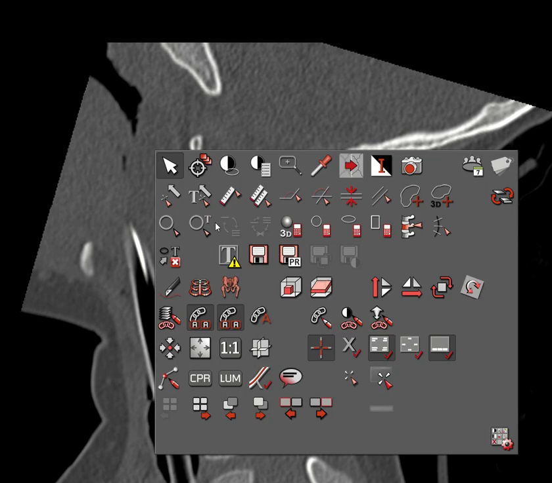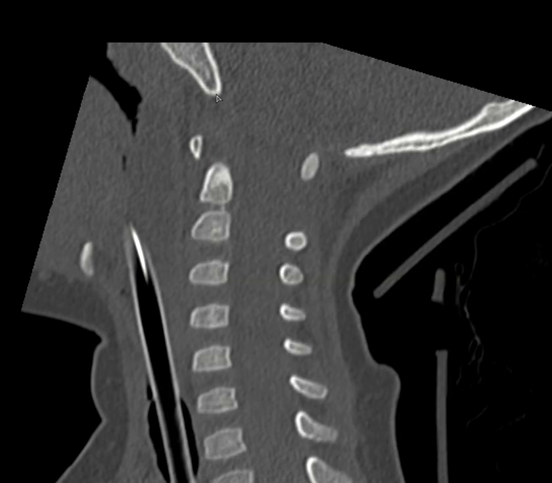First of all, this is the basion-dens interval, from the basion to the dens. As you see here, this measurement is about 14.7 millimeters. We don't expect this distance to be more than 10 millimeters in kids on the CT. So this is widened, as you see.